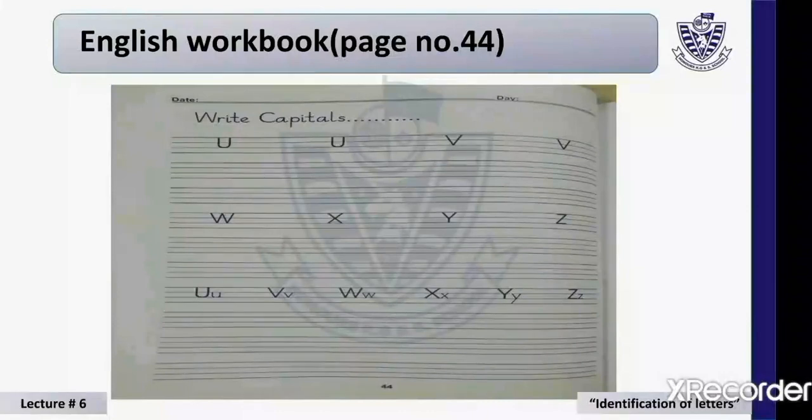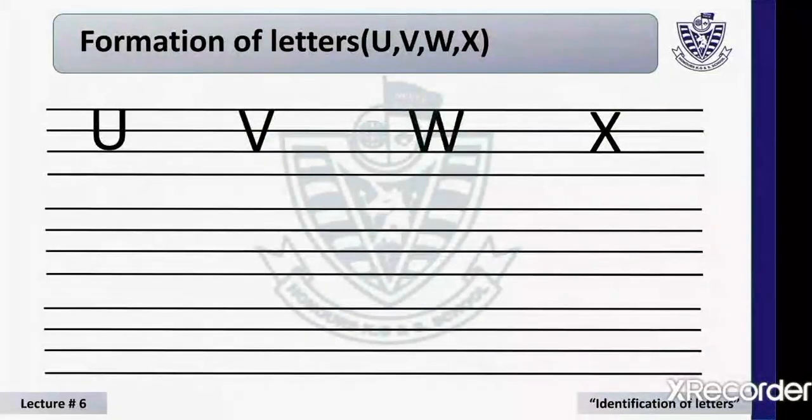Now turn to page number 44. Formation of letters U, V, W, X. Now you put your pencil on first line and make a straight line, slanting line with curve, and again straight line. It will become U. The next letter is V. Put your pencil on first line and make a slanting line and stop it on third line. Again put your pencil on first line and make a slanting line and stop it on third line. It will become V. The next letter is W.